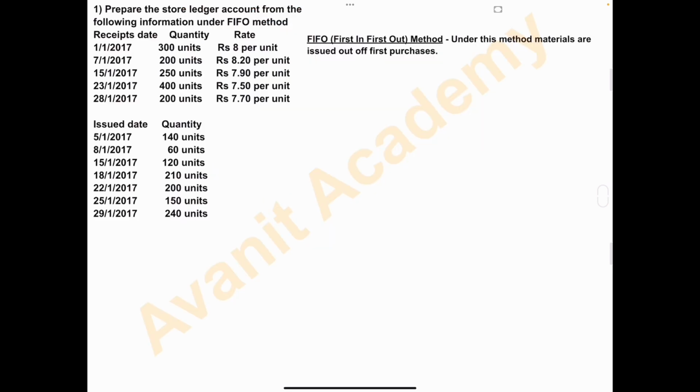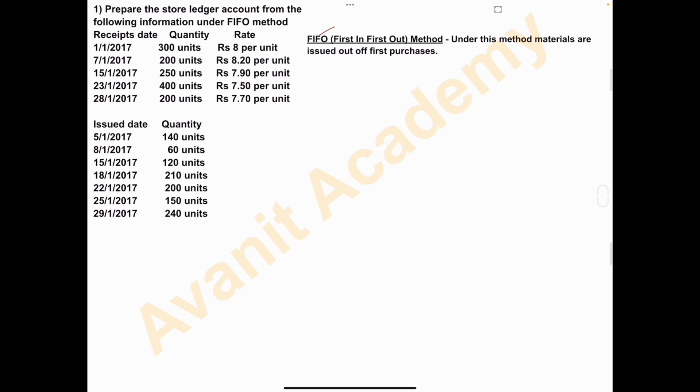Let's start with the topic FIFO, that is first in, first out method. FIFO full form is first in, first out. Under this method, materials are issued out of first purchases. The materials which are purchased first will be issued first to the production department, and that method is called FIFO method. That is first in, first out. The first purchased material will be issued first to the production department.